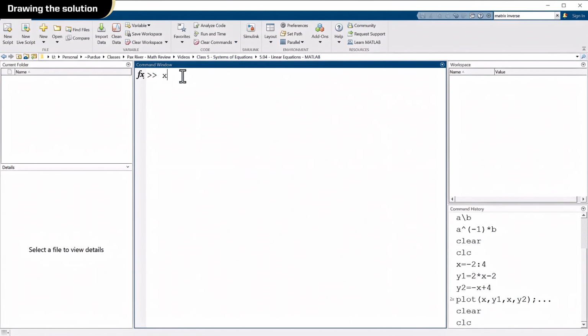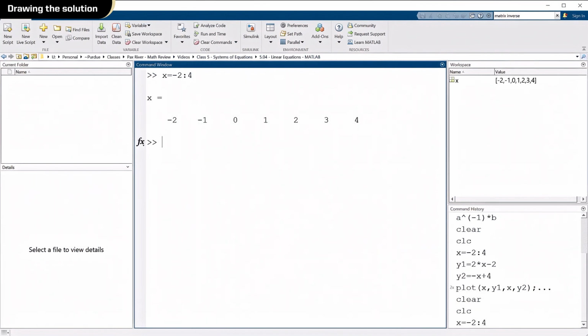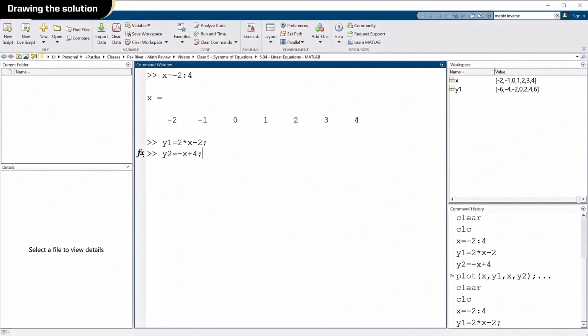So what I decided to do was make a list of x's from 2 to 4. And I'll go ahead and let it echo to the screen there so you can see the list of numbers. And I said y1 is my first equation. I don't need to see that. And y2 is the second equation. So I have everything stored, and since these are lists, I can use the plot command.